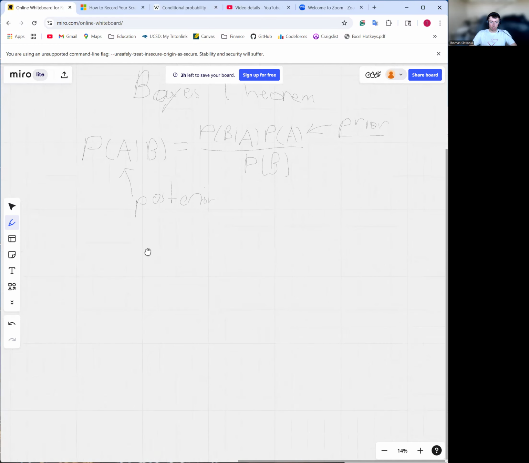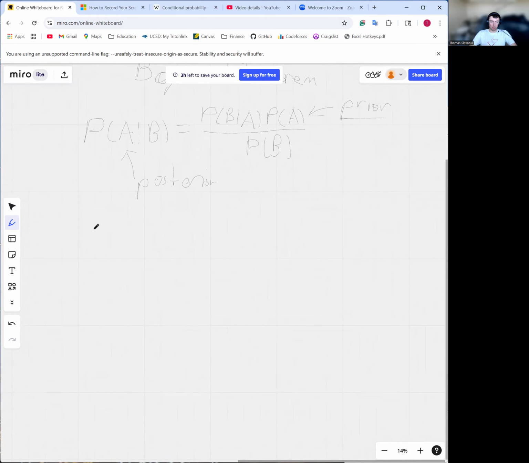Now, I want to introduce an application of this theorem in the famous Monty Hall problem. So Monty Hall, and the problem is this. There are three doors, door here, door here, and door here. And behind one of the doors is the car, and behind the other doors are goats, which I'll represent with these horns right here. There's a goat, and there's another goat.